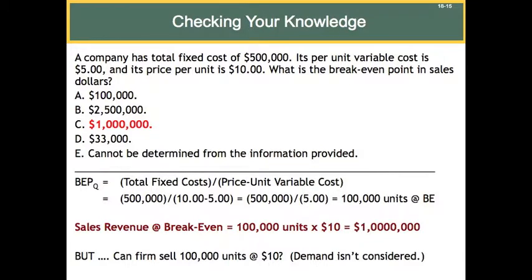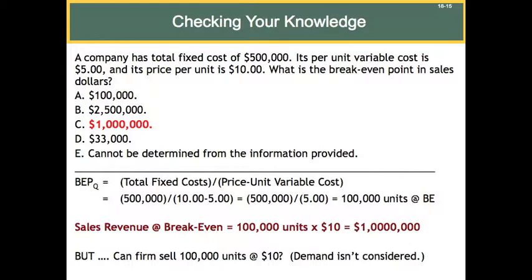The solution is shown here. BEP sub Q is the break-even point in units. The formula for determining that is to take the total fixed cost and divide that by price minus unit variable cost. In this case, that would be $500,000 divided by the price minus the variable cost per unit, and that's equivalent to 100,000 units at the break-even point.